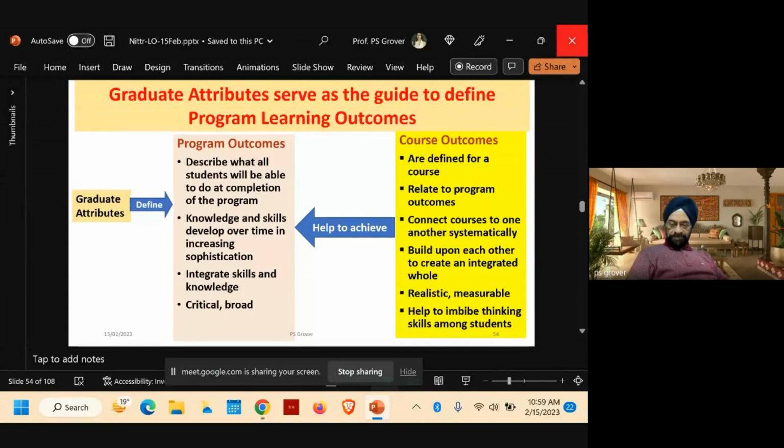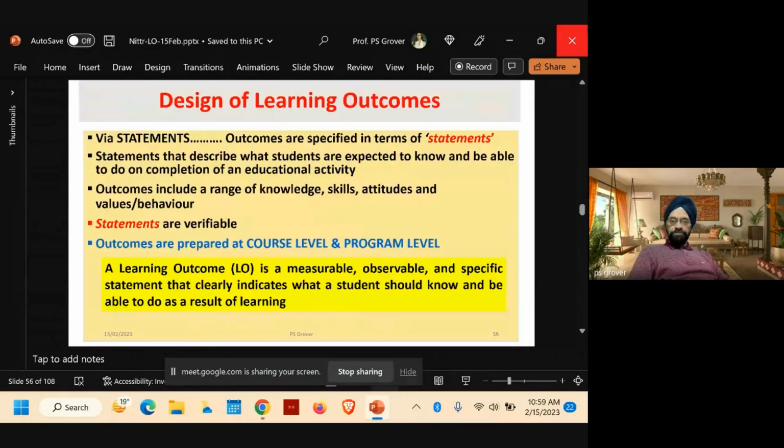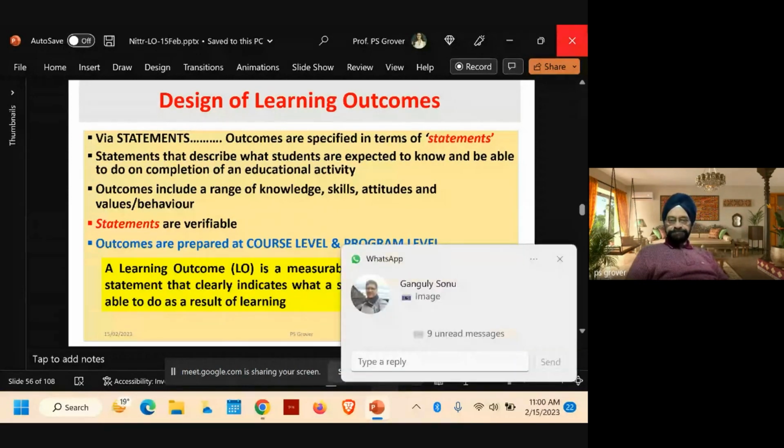It's a circular process. So learning outcomes here, as I mentioned earlier, are of three kinds: knowledge and skill, which are the cognitive; attitude, values, and behavioral outcomes, which are the affective; and motor and physical outcomes, which are the psychomotor. We see the beautiful connection of Bloom's taxonomy, the course outcome, and student learning. Now, when I say student learning, how do I convey it as regards learning outcomes? See what he has learned.